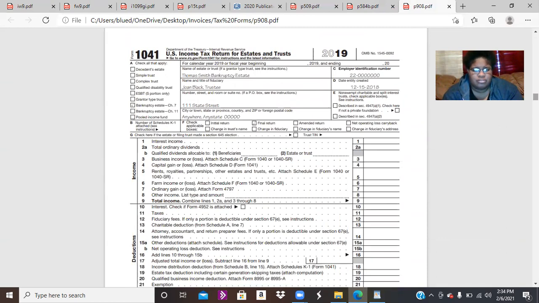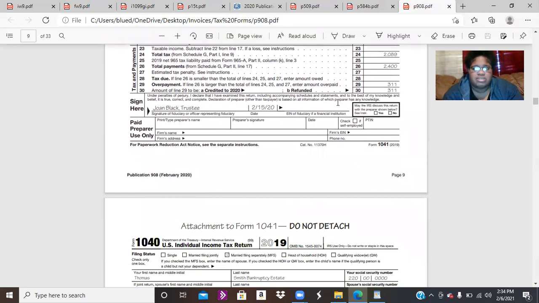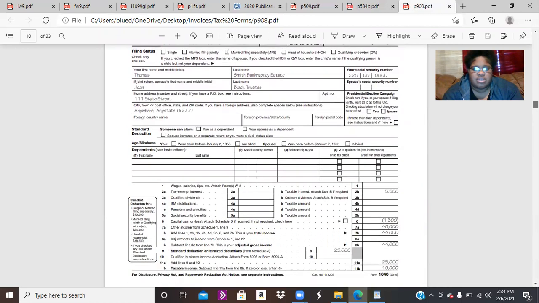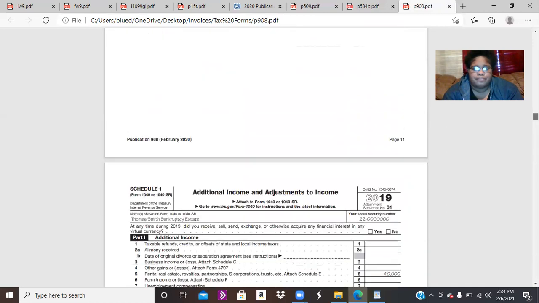It's a 1041 form here, U.S. Income Tax Return for Estates and Trusts. Y'all see that right there? They got the fake person's info in it. All right. So this is basically an example. They got an example in here for you guys to know how to actually fill this form out.